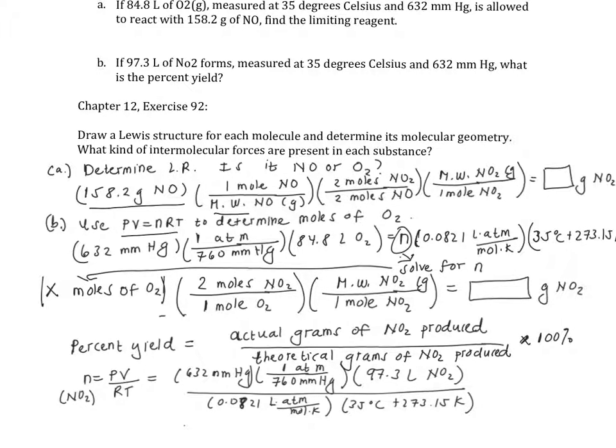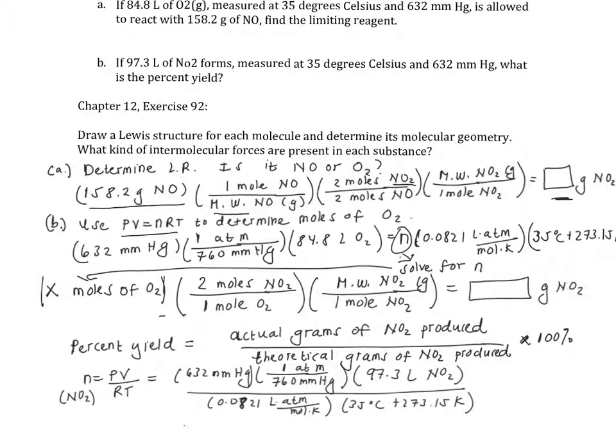You know from the balanced chemical reaction given in the problem, it's a 2-to-2 mole ratio. Once we get our moles of nitrogen dioxide, we can multiply by the molecular weight and get the grams of nitrogen dioxide. Okay, so we're going to save that. Now we're going to use the ideal gas law to determine the moles of O2.